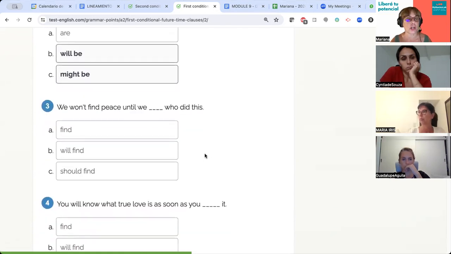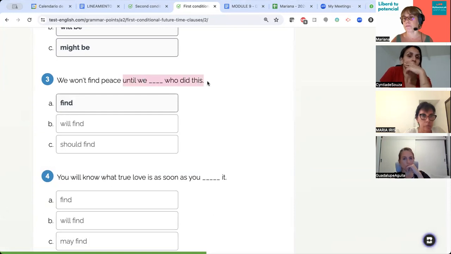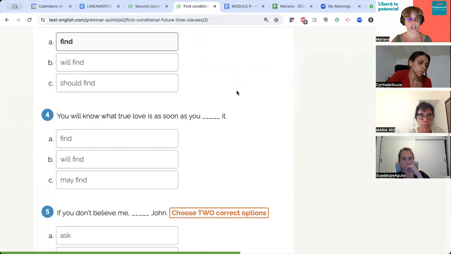Bien, una más, one more. We won't find peace until we find peace. We won't, here is the future, ¿no? Yes. And this is the part of the present. And which is the connector? Because we don't have if here. What do you have? Until. Until. Very good. So this is the connector here.